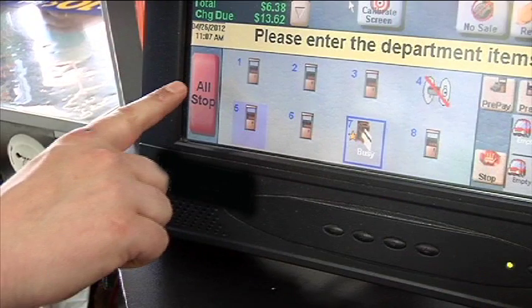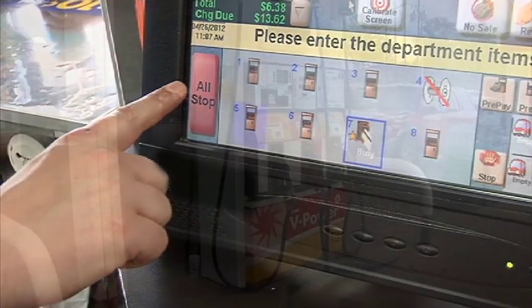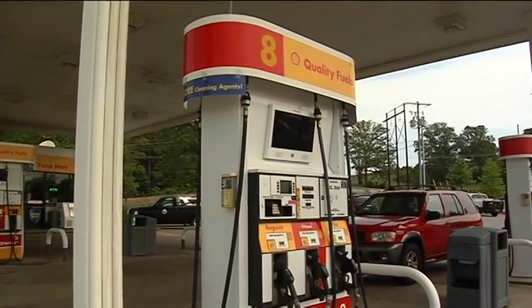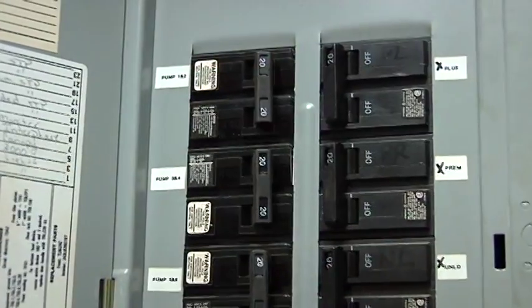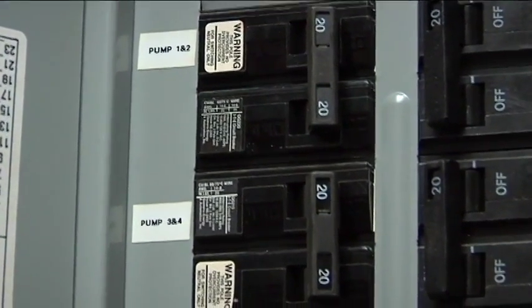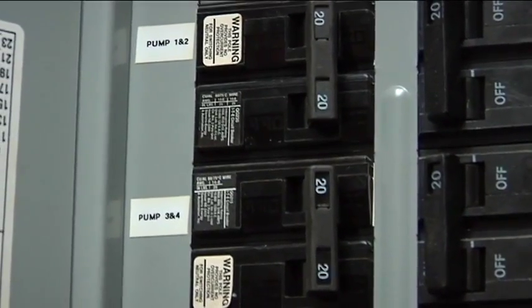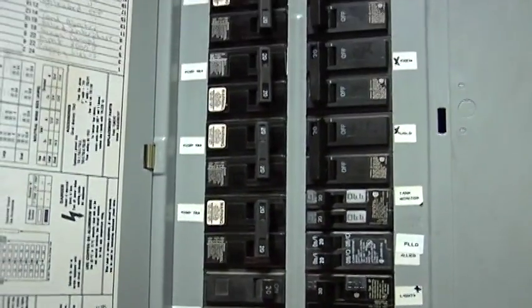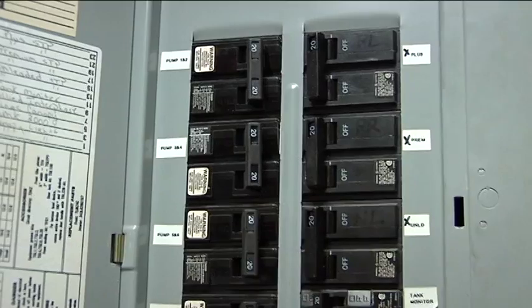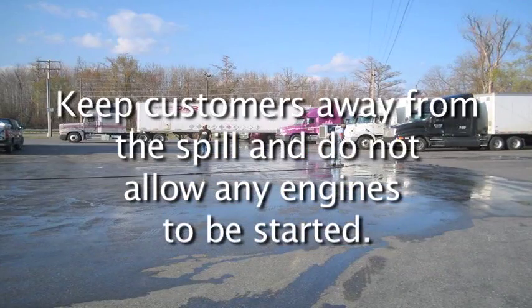It's also important to know that the Stop Pumps button at the register usually will not shut off the electricity to the dispensers or submersible pumps. Since electricity can contribute to a fire hazard, it's important that both the dispensers and submersible pumps be shut down. This can be done at the circuit breaker box, so it's essential that you know where the circuit breaker box is. Keep customers away from the spill area and do not allow any engines to be started.